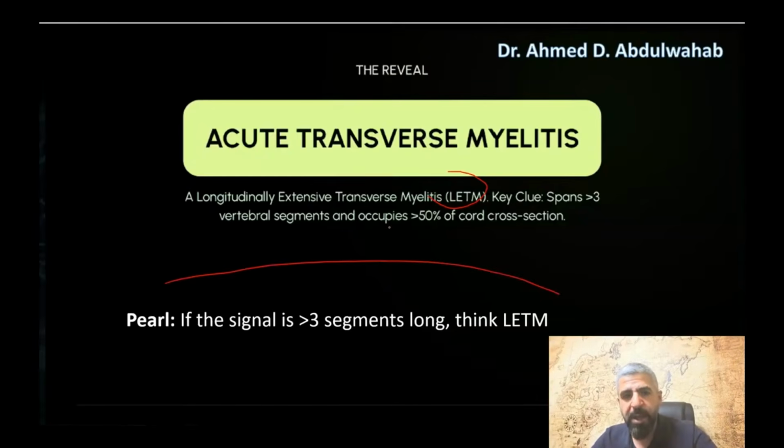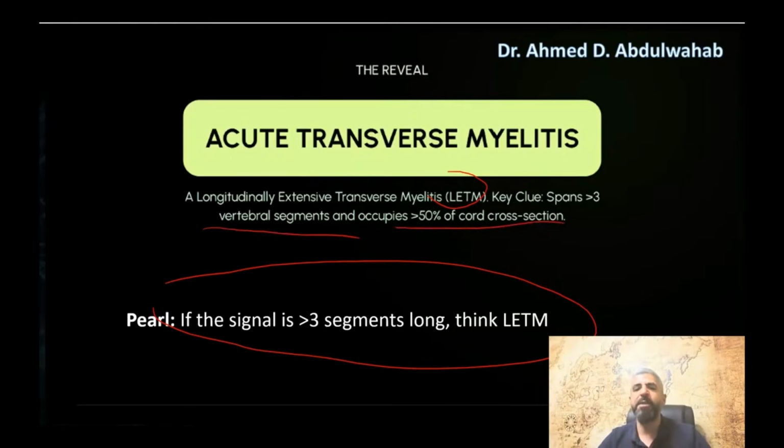If the signal is more than 3 segments long, think LETM, okay? Key clue: more than 3 vertebral segments, occupies more than 50% of the spinal cord cross section. Let's go to flash round number 2.